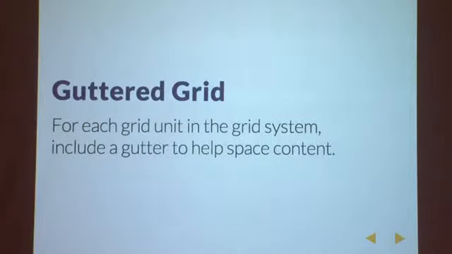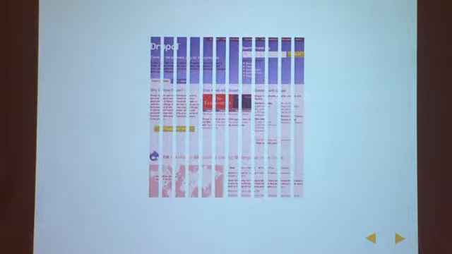One pattern is the gutter grid. For each grid unit in the grid system, include a gutter to help space content. This is essentially the same example. I'm sure you all know this site. We have 12 columns, each one of those has its own gutter, and we use that to help add some space between columns and content areas.